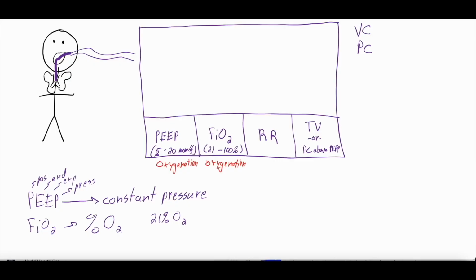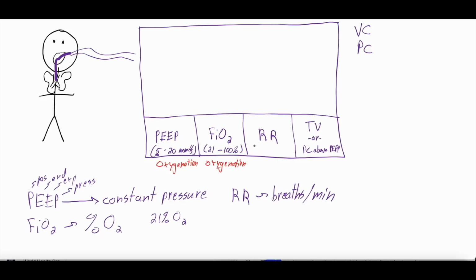Up from 21%, which is what you're breathing on room air, all right? The respiratory rate is the number of breaths you're getting per minute. So someone who's just existing out in the world is usually breathing somewhere between 12 to 16 times per minute. But you can set the respiratory rate at whatever you want.